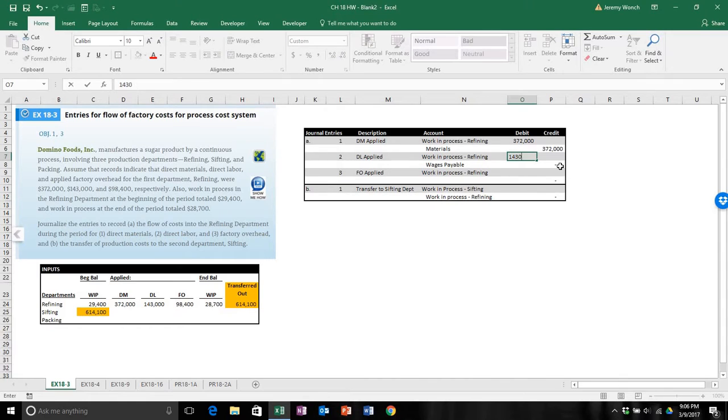It says that the direct labor applied was 143,000. As we apply direct labor, we increase our work in process, and then we credit wages payable. Now for factory overhead, it says that there was 98,400 applied, and when we apply overhead, that is going to be from the factory overhead.